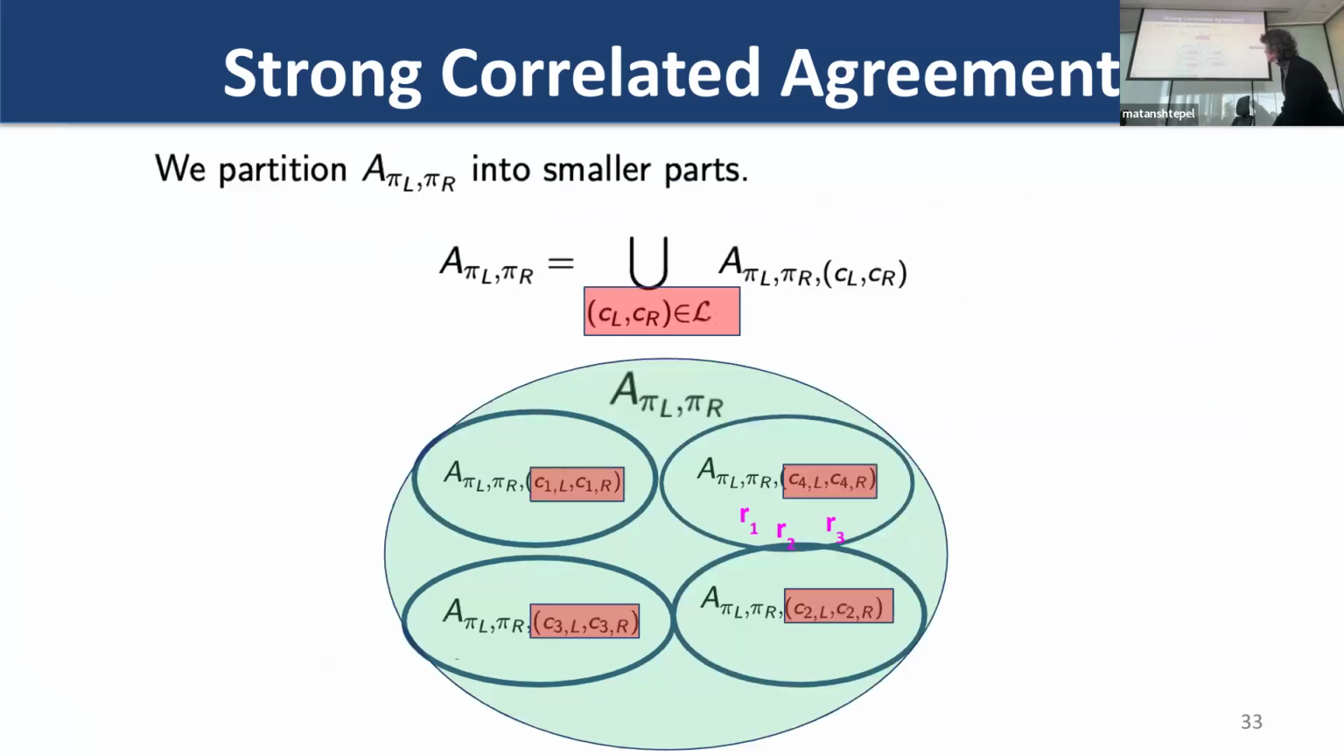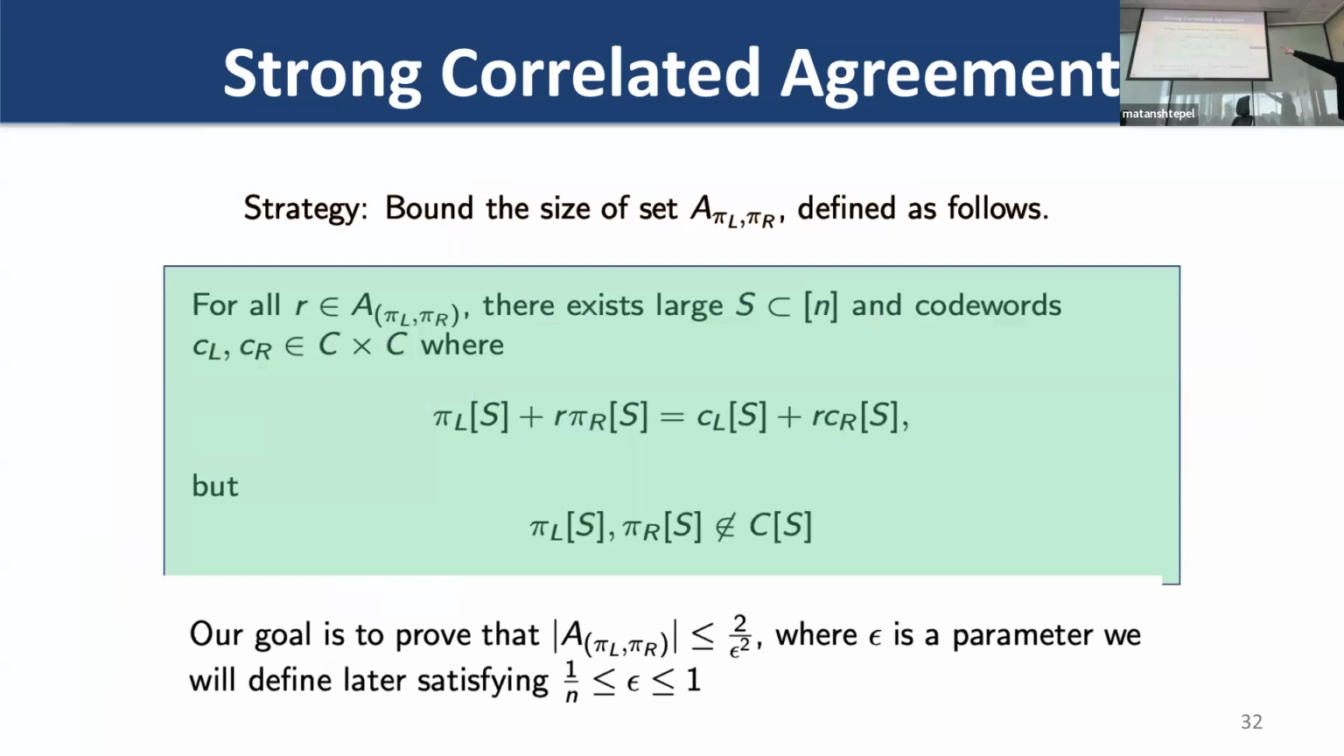So let's go back again. Here we say for all R, there exists a large S and code word pair CL, CR for which this holds. So for every R, there exists a pair of code words. Now what we're doing is listing all code words that make an appearance in that statement. There are some code words that will never be the witness to any R, but we only want to collect code words that satisfy these equations for some R and some large S. Okay, yeah.